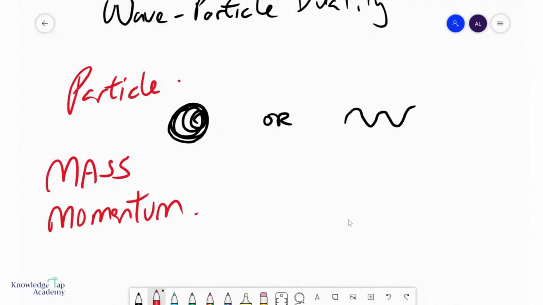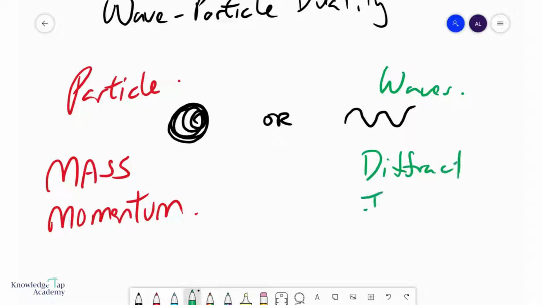And to be a wave, well, waves, of course, do not have mass if you think about it. But waves can display some interesting properties such as diffraction, right? Or the ability to interfere. And so, if I can show that anything in this world, a piece of wood, a raindrop, an electron, light, if all of these things can have momentum and at the same time can have the ability to diffract or interfere, then it could be both a wave and a particle simultaneously.